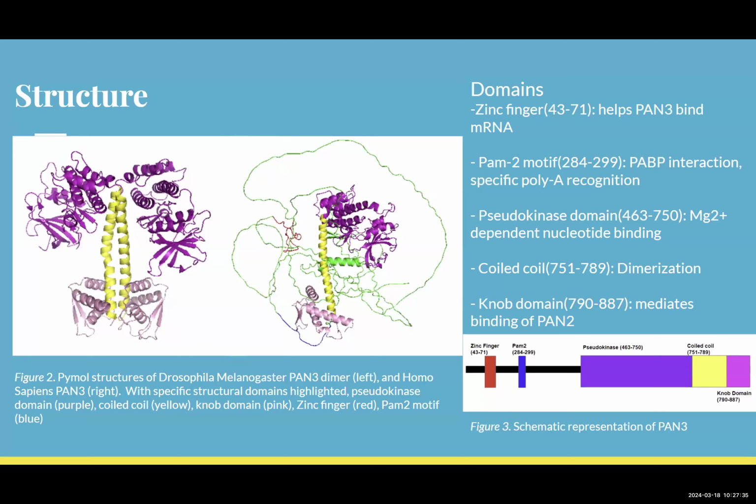And finally, we have here in pink, the knob domain. And the knob domain here primarily interacts with PAN2. And as you can see here on the structure, the knob domain is actually really close in space with the pseudokinase domain. So the pseudokinase domain would bring the mRNA here right next to the PAN2, which can then degrade it.